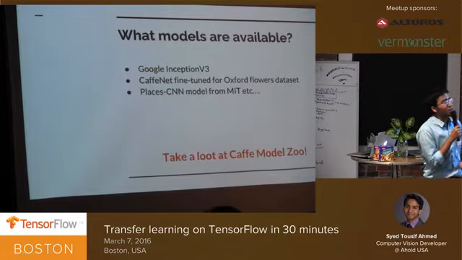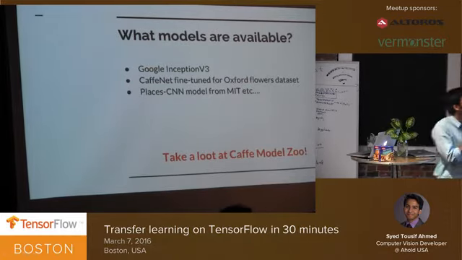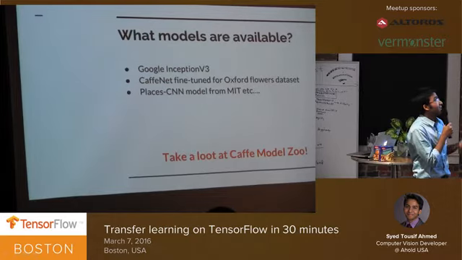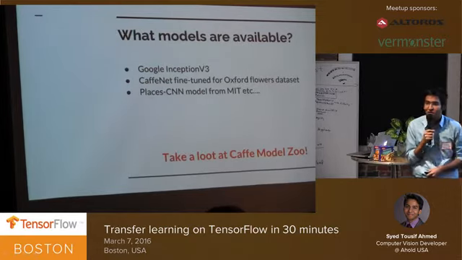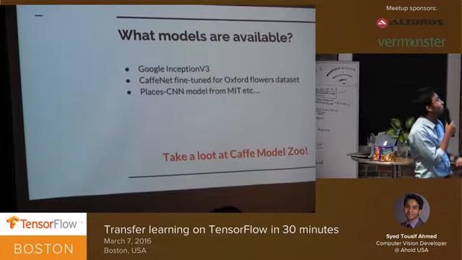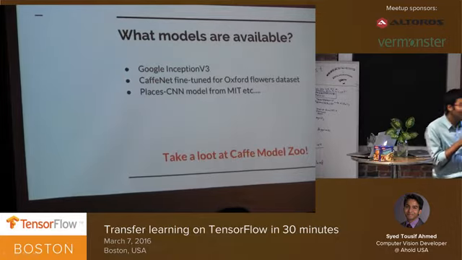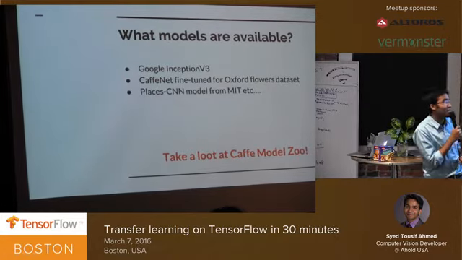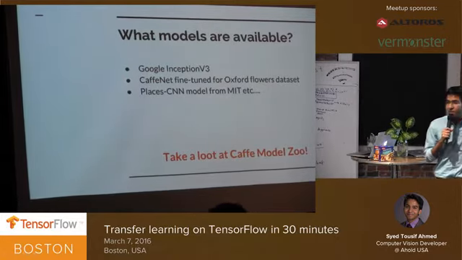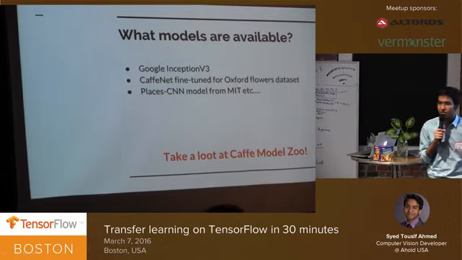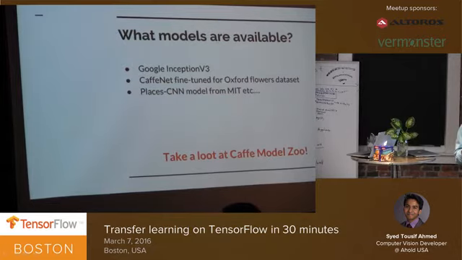So what are the models available? I just said a little earlier. There is Google's Inception model. There is CaffeNet fine-tuned on the Oxford Flowers dataset, if that's of any use to you. There is also the Places CNN model from MIT. And you can find the models in the Caffe Model Zoo. Caffe is the other framework compared to TensorFlow.